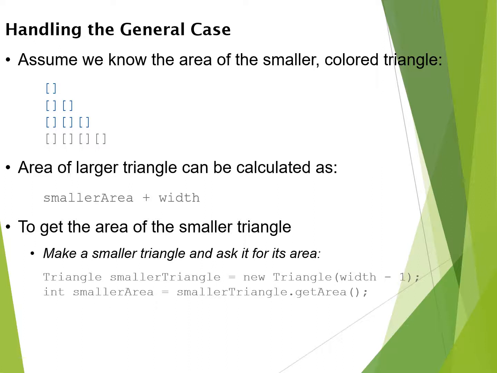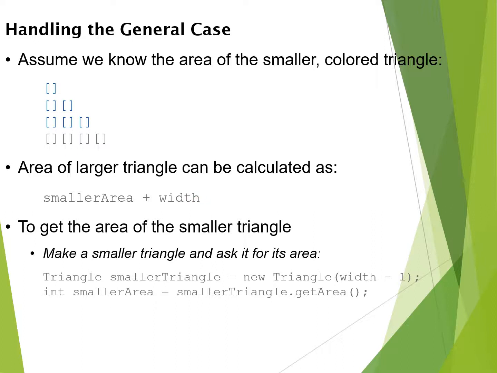The second step of writing a method using recursion is to handle the general case. In fact, you have to assume that we know the area of a smaller triangle with width n minus 1, and see whether or not we can find out the area of a triangle with width n. So it means that assuming that you can calculate the area of this blue triangle, will you be able to calculate the area of a bigger triangle that is constructed by adding one more row of these black brackets to it, or not? Basically, we know that the area of the larger triangle can be calculated as the smaller triangle plus the width of the larger triangle.